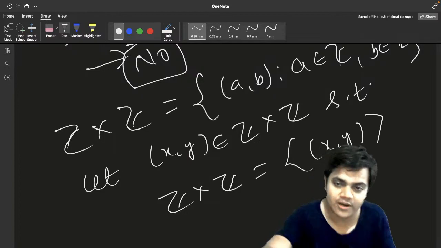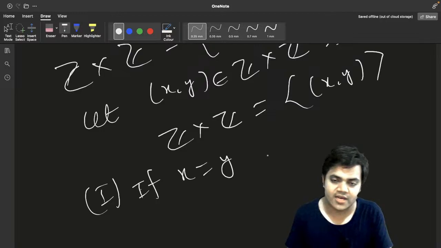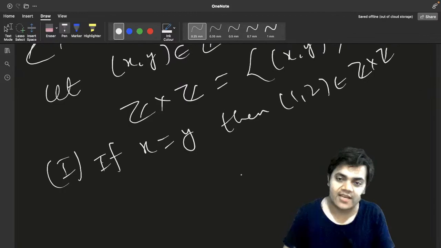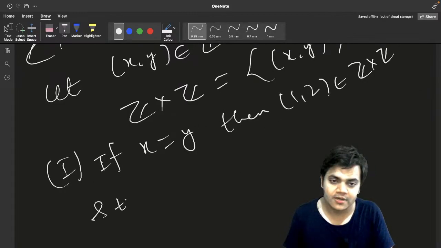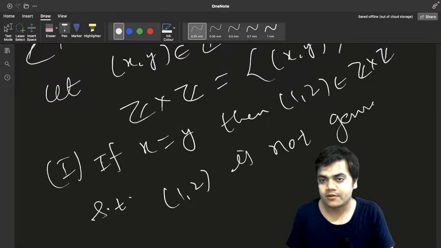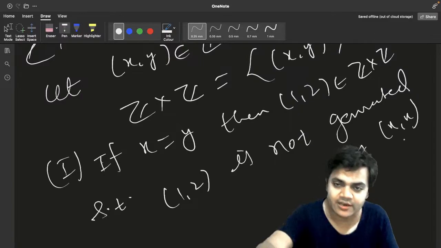Then what is going to happen? Either there will be one case in which x is equal to y. If x is equal to y, then (1, 2) belonging to Z cross Z cannot be generated for sure. If x equals y, then (1, 2) belongs to Z cross Z such that this (1, 2) is not generated by (x, x).